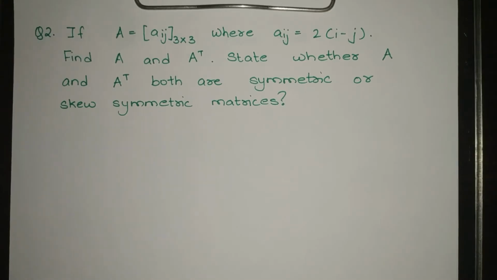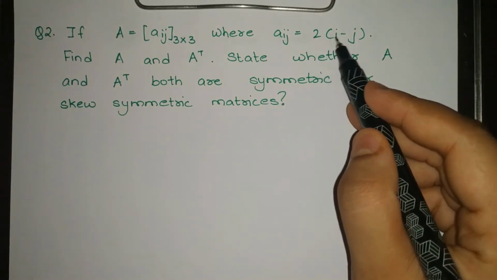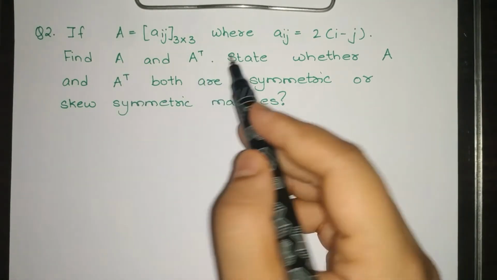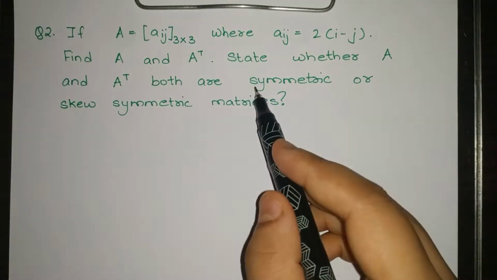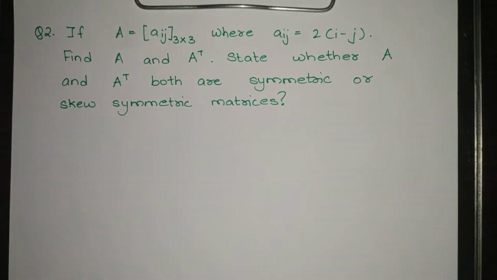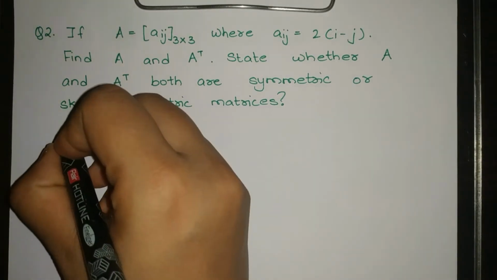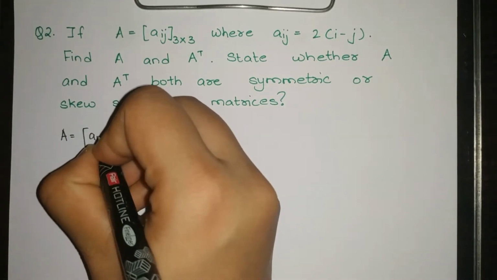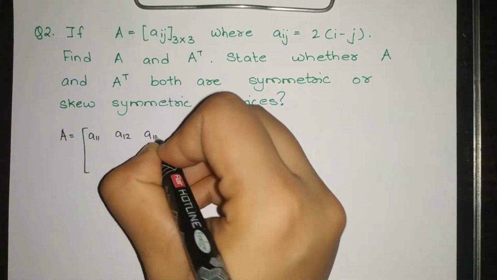If A is equal to Aij, which is a 3 cross 3 matrix, and each element is defined in this way that Aij is equal to 2i minus j, first of all find A and A transpose. State whether A and A transpose are both symmetric or skew symmetric matrices. Okay, so first of all हमको वो matrix ढूंढना है. So A is going to be equal to a 3 cross 3 matrix. First let me write down all the elements general form में.